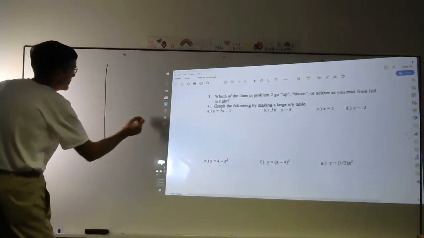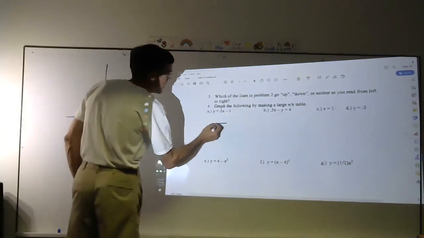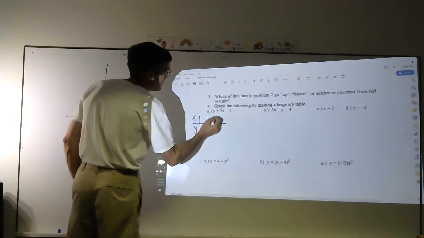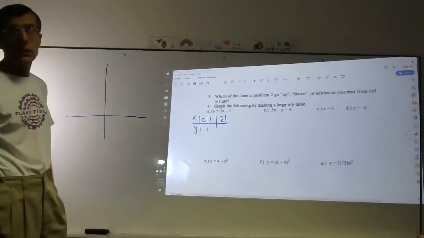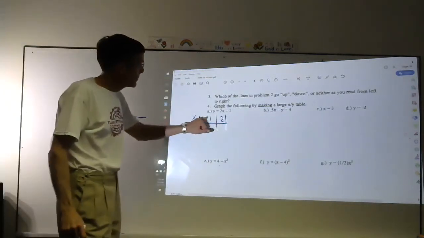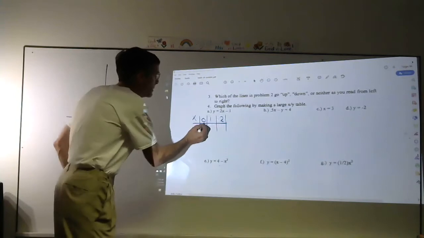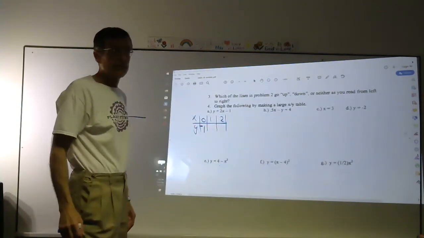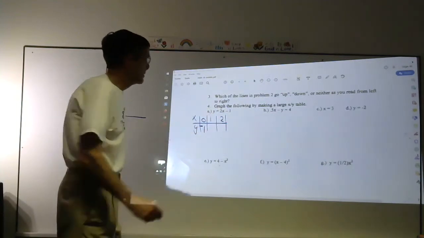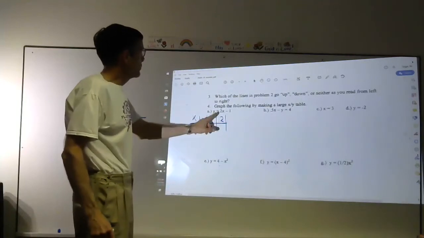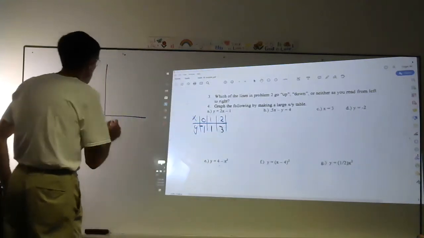So let's get started. The first one, y is equal to 2x minus 1. We're going to make an XY table. I usually always use 0, 1, and 2. You can use whatever numbers you want for x. Now you put 0 in for x. 2 times 0 is 0. 0 minus 1 is -1, right? You put 1 in for x. 2 times 1 is 2. Minus 1 is 1. You put 2 in for x. 2 times 2 is 4. Minus 1 is 3.